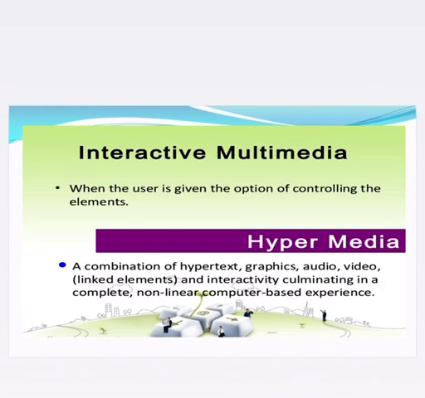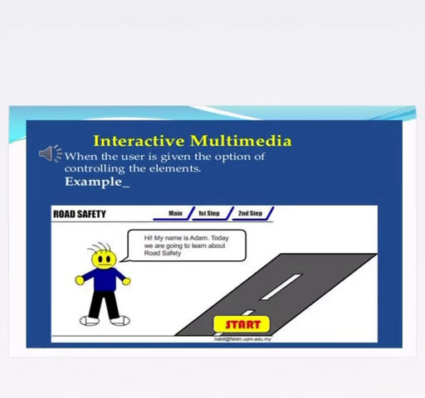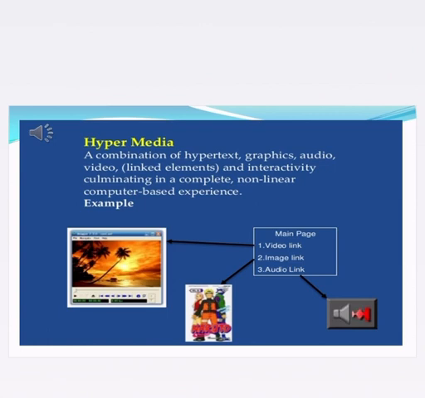Next one is interactive multimedia. When the user is given the option of controlling the elements, a combination of hypertext, graphics, audio, video, link elements and interactivity, in a complete non-linear computer-based experience. Next one is hypermedia, a combination of hypertext, graphics, audio, video, and interactivity culminating in a complete non-linear computer-based experience.